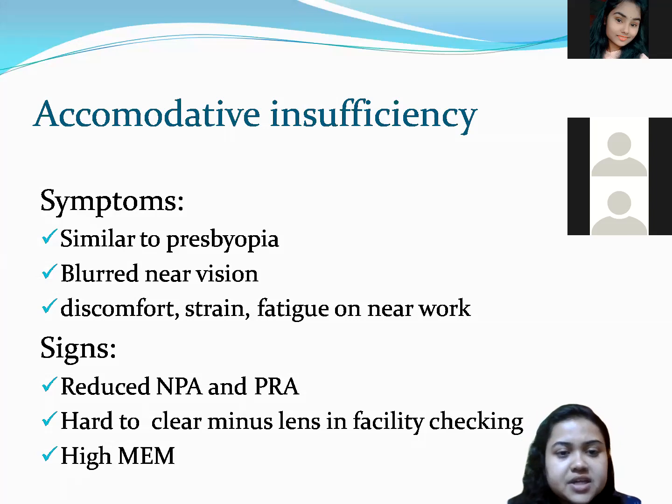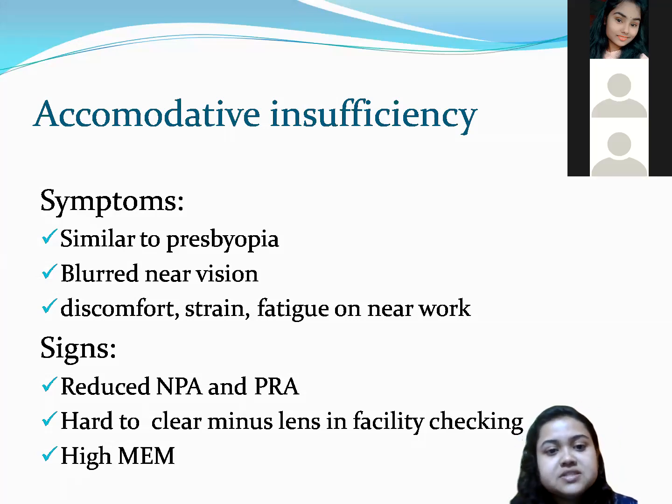So when you are measuring the amplitude of accommodation with a RAF ruler, if you find a discrepancy, which means if you get a lesser amplitude of accommodation on the RAF ruler, then it can strike in your mind that the patient might have an accommodative insufficiency, right? So we measure the binocular amplitude of accommodation first, and then we measure the amplitude of accommodation monocularly.